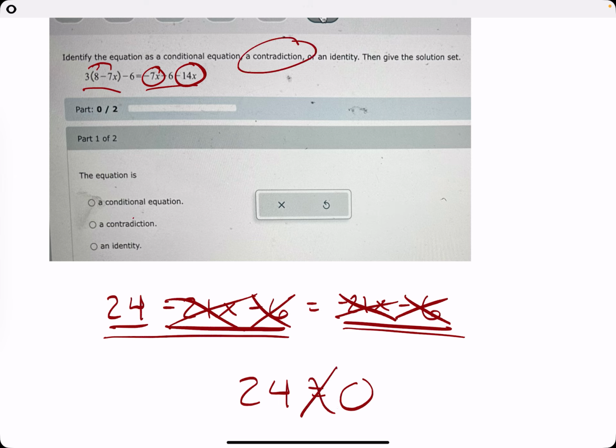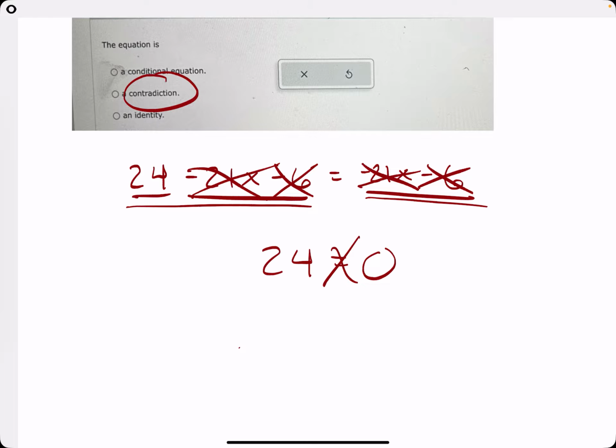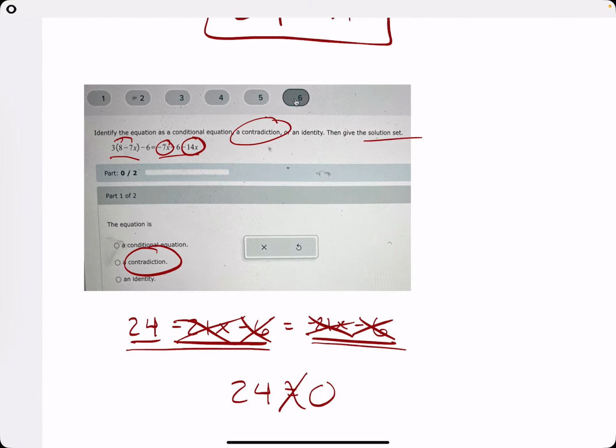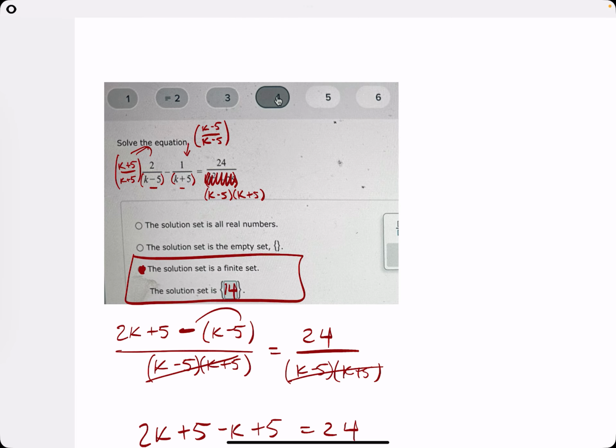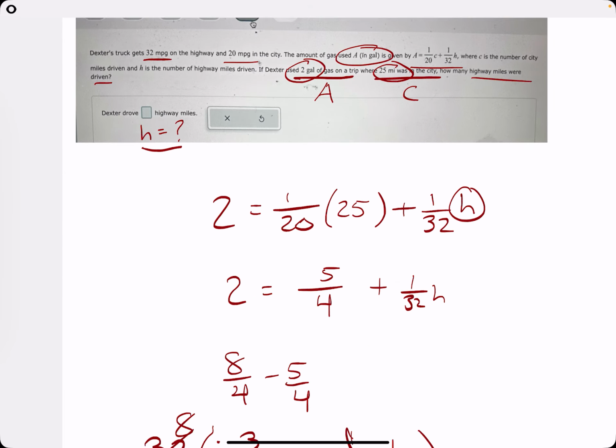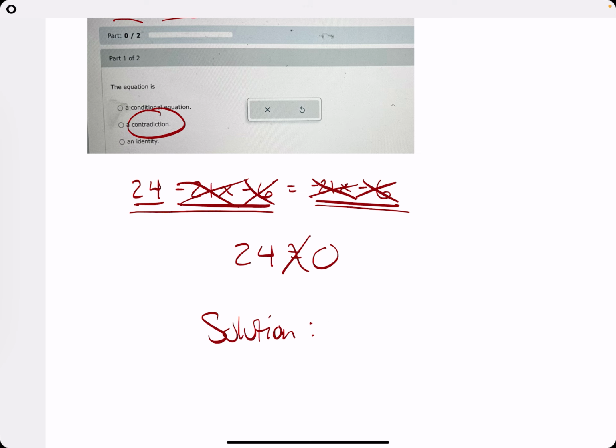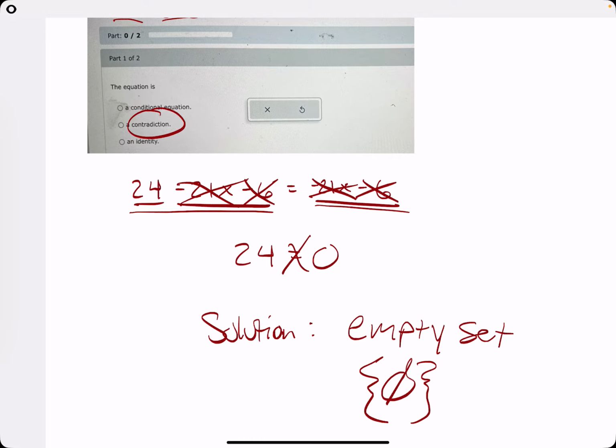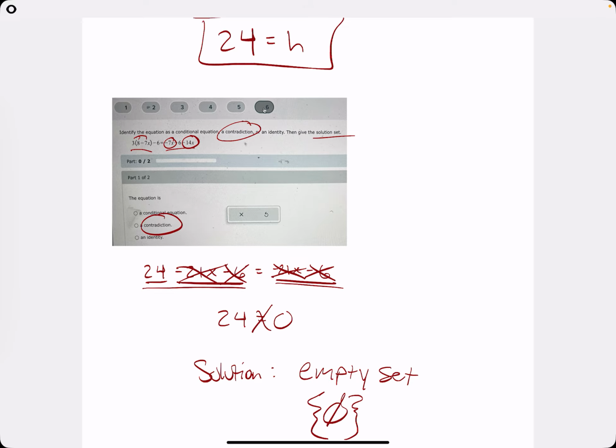So I'm going to go contradiction, and then the solution set would be empty. Solution would be there is no solution. So how were they wording it in the other problems? I think they had like empty set. Yeah, I'm going to go empty set for this one. So there is no solution, so it's the empty set, which is just a bracket with nothing in there. All right. Hope that made sense.